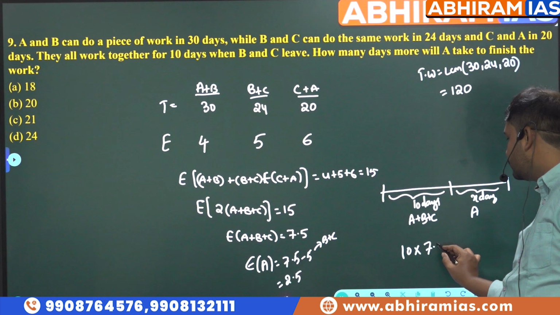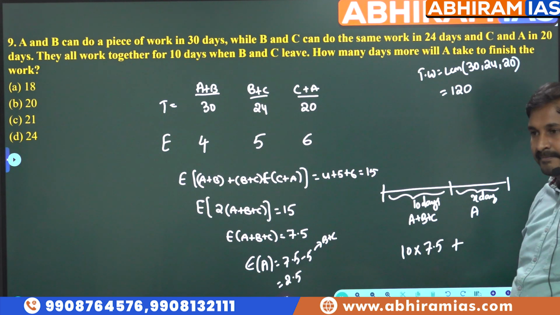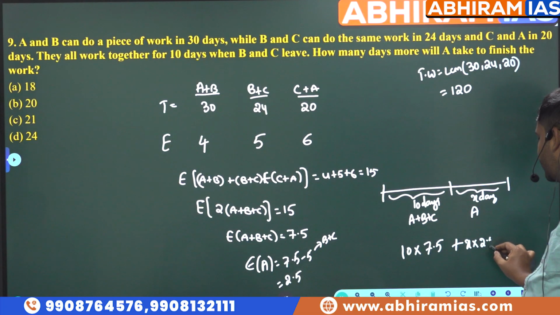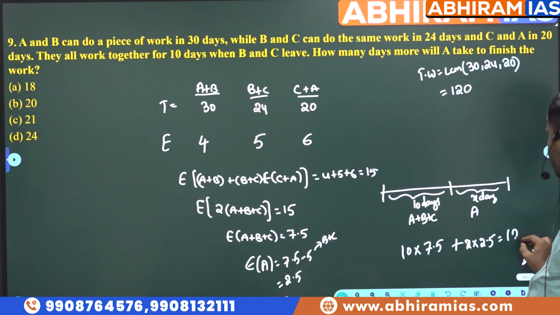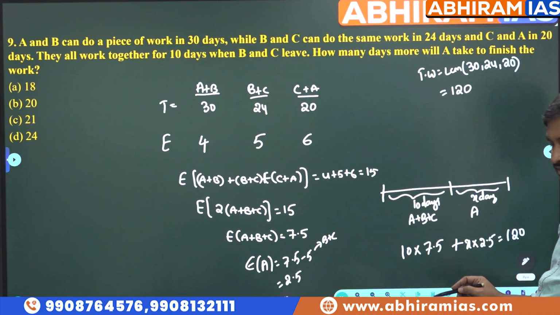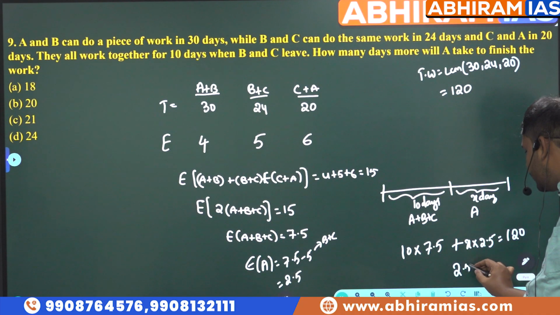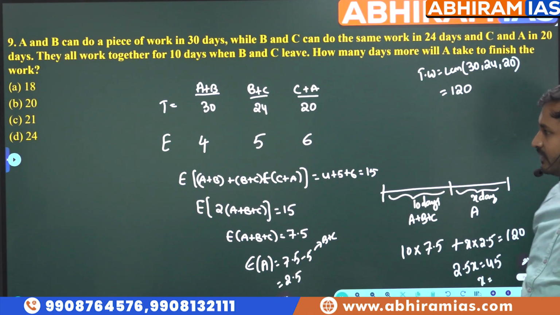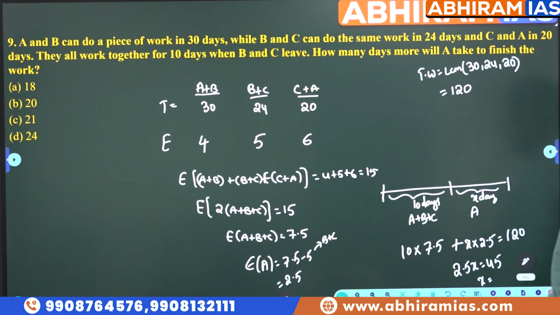Now please see here, for 10 days all the 3 worked, right? So 10 into 7.5 plus, for this X days only A worked, A efficiency is 2.5, that is equal to 120. This is 75, right? When I send 75 to that side, it will become minus 75. So 2.5 X is equal to 45. Solve for X and that will be your final answer. X solve cheyandamma, ade mee final answer aitadi. Do it.